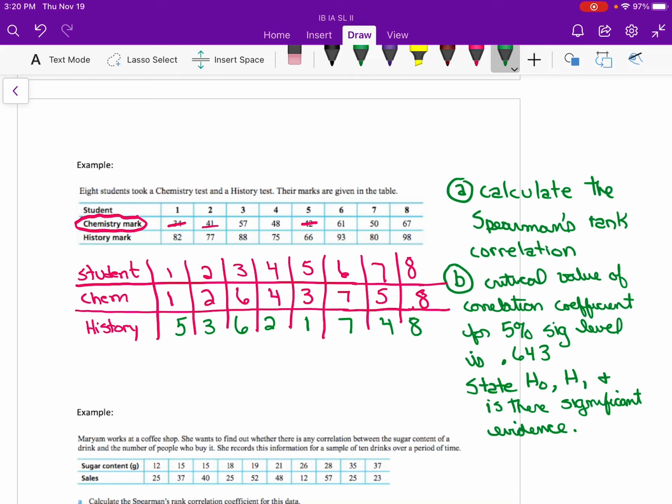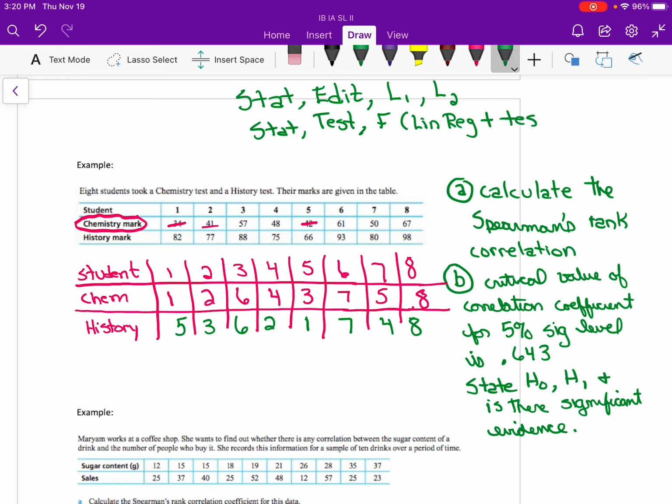Then what you're going to do with that information is what we normally do. Stat, edit, and put the ranks in list 1 and list 2. All right? Then you're going to go to stat, test, and I think it's letter F, which is the linear regression t-test. And it should be L1, L2 is what you want to put in.